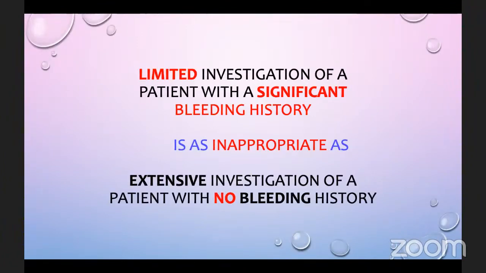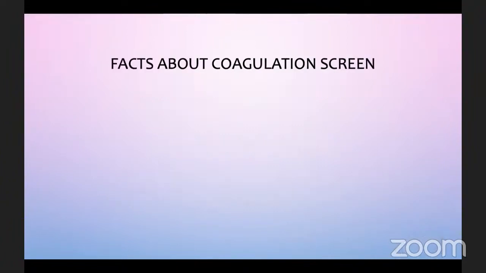Because the coagulation profile was normal, it is not an appropriate thing to do, right? By right, he should have been investigated, as compared to extensively investigating a patient with no bleeding history but an abnormal coagulation profile. So it is important to bear this in mind. Your patient always tells you the right story, and then you marry the blood investigation results with the history the patient tells you.